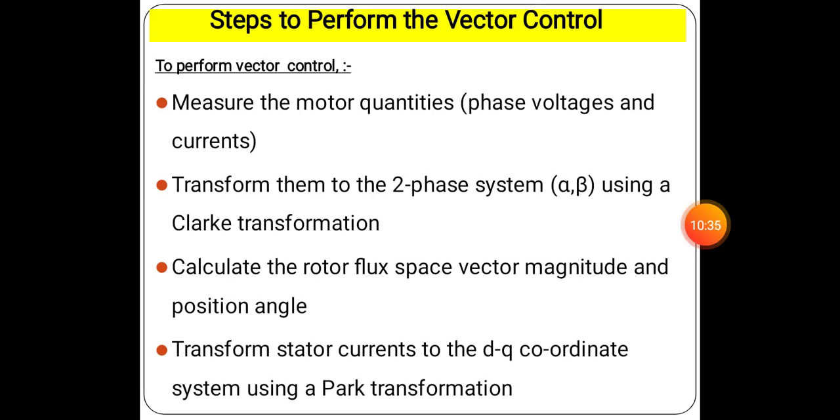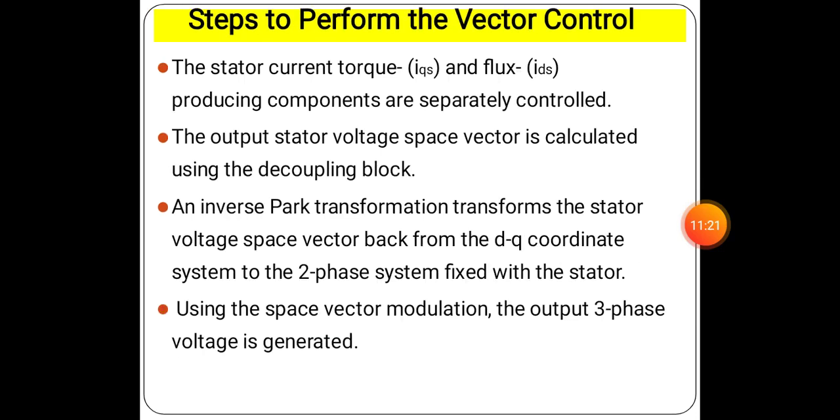Now we are going to the steps to perform vector control. So how is the vector control method performed? This is the algorithm. First, measure the motor quantities, that is phase voltages and currents, and transform them to the two phase alpha beta system using the Clarke transformation. Then calculate the rotor flux space vector magnitude and position angle. Then transform the stator current to the DQ coordinate system using the Park transformation.